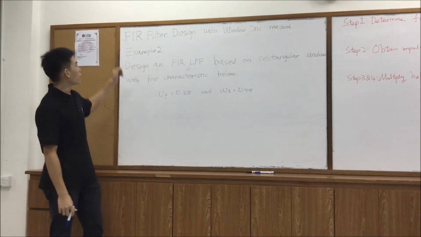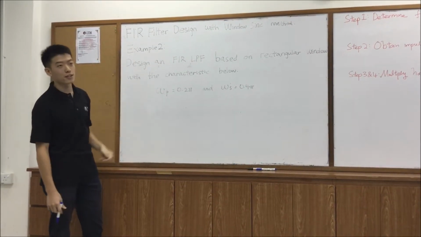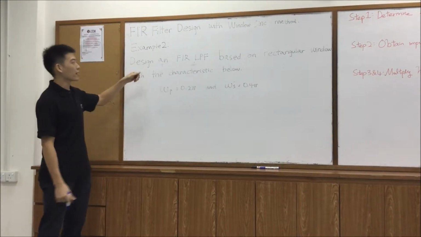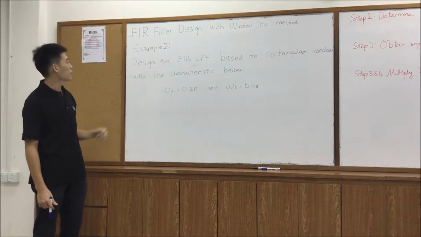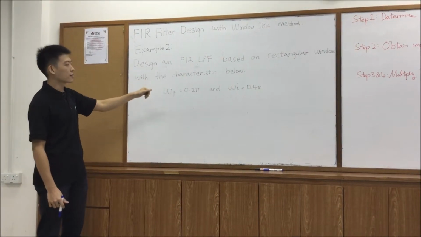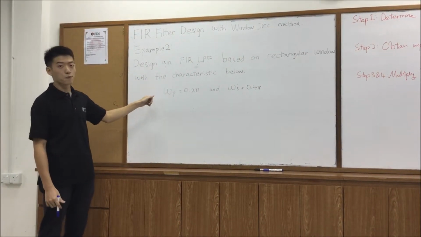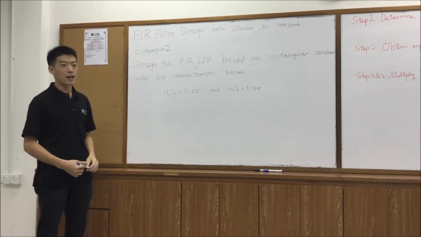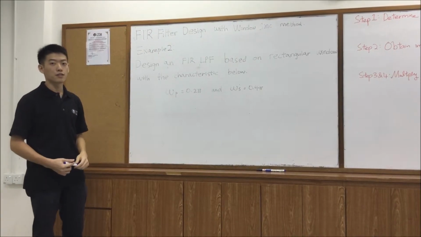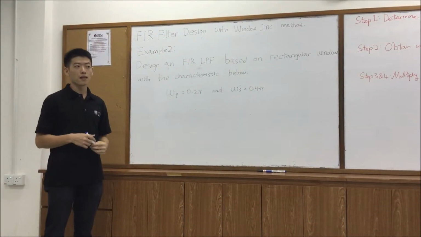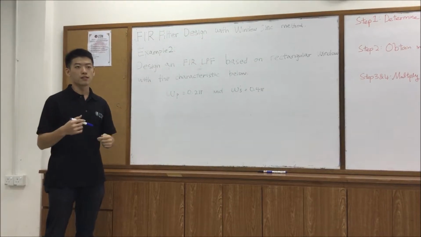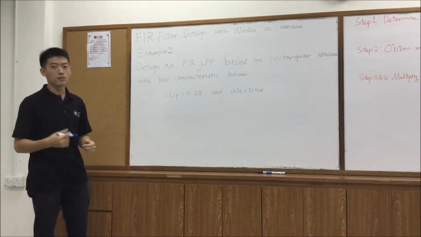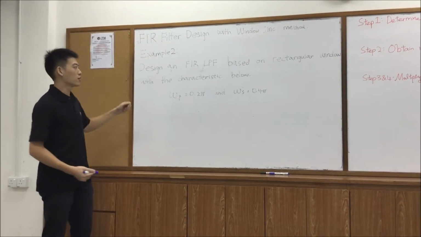So after example 1 of FIR filter design with the windowing method, now I shall proceed with example 2, which is to design an FIR low-pass filter based on rectangular window with the characteristics below. Omega p equals 0.2 pi and omega s equals 0.4 pi. The difference between example 1 and example 2 is that in example 1 the number of filter taps is given, however in example 2, the number of filter taps is not stated. So we have to find it out based on the characteristics.